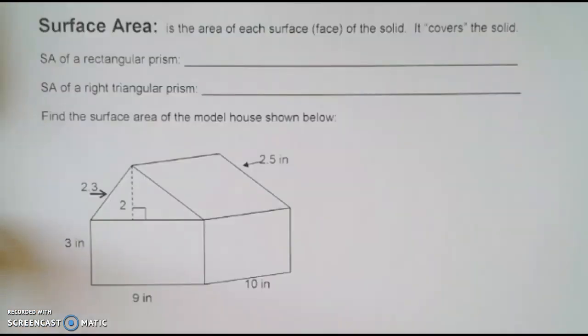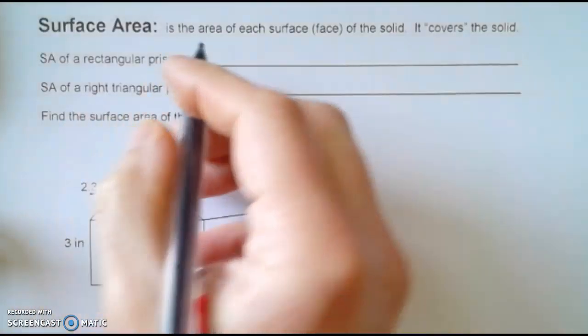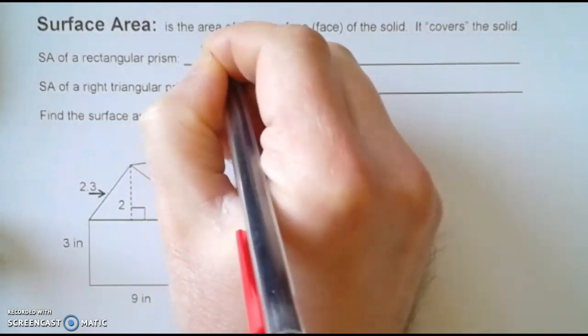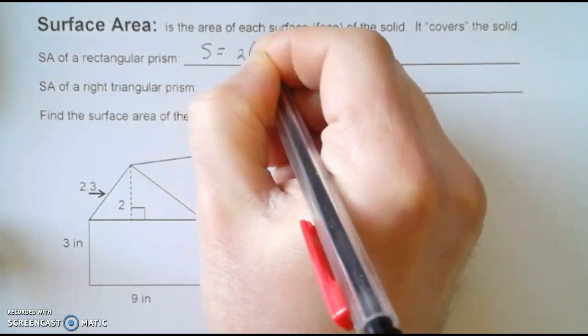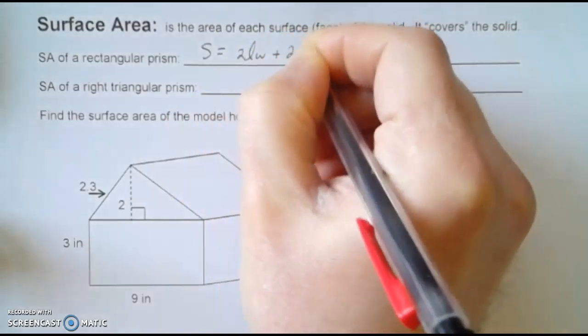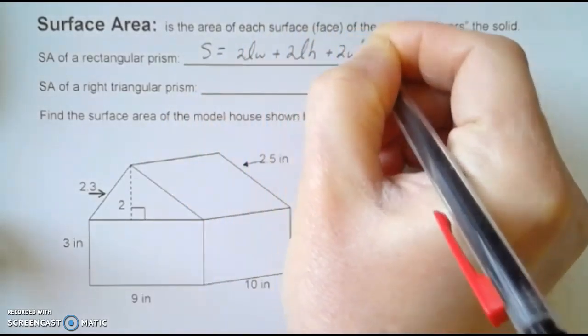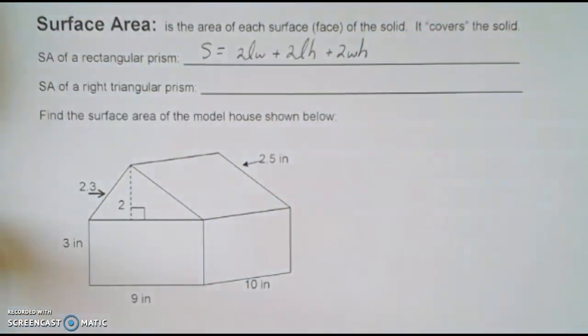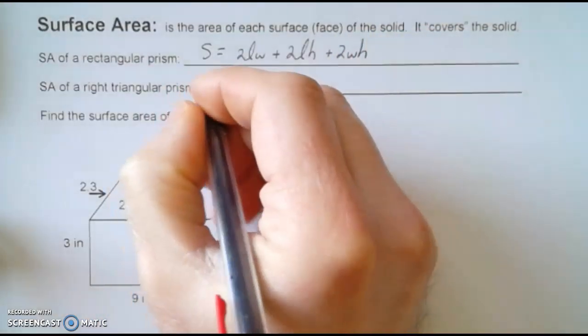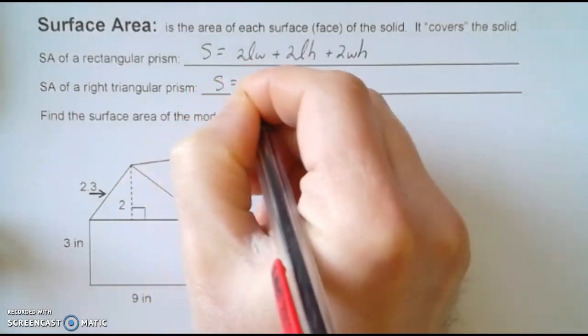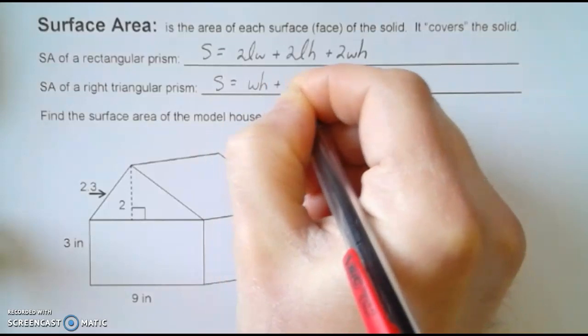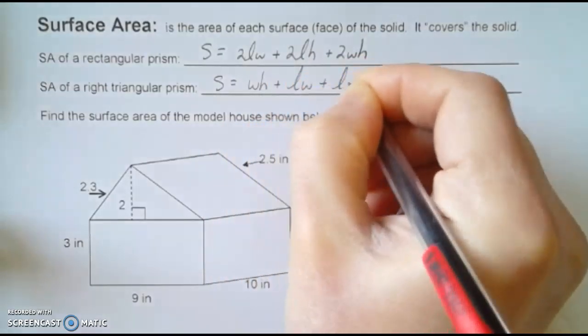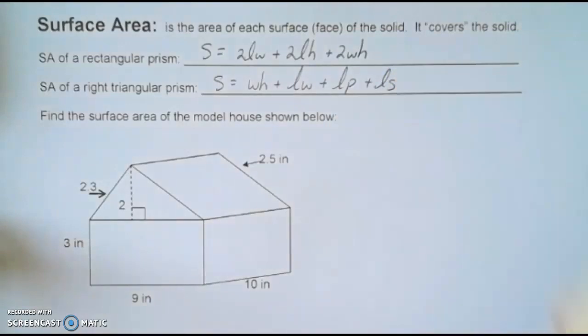Surface area is the area of each surface or face of the solid. It covers the solid, so it's the outside surfaces that you're able to see. If you're working with a rectangular prism, remember that the formula for surface area, S, equals 2 times length times width, plus 2 times length times height, plus 2 times width times height. If you're working with a triangular prism, the formula for surface area, S, equals width times height, plus length times width, plus length times slant P, plus length times slant S.